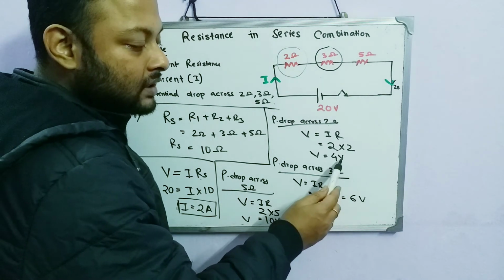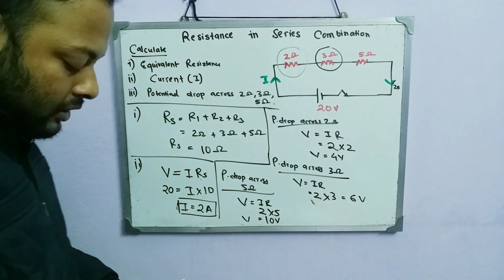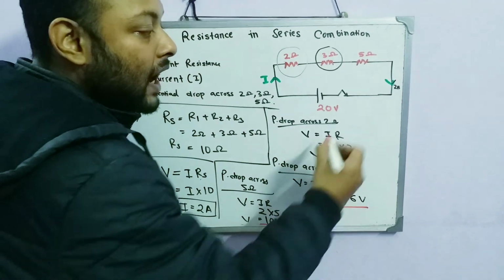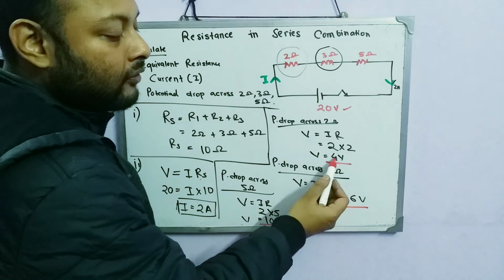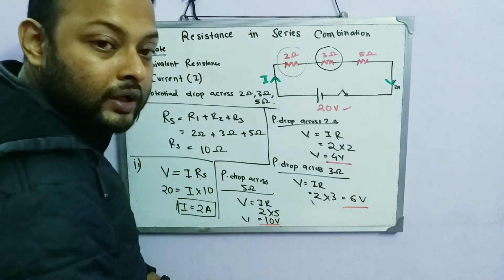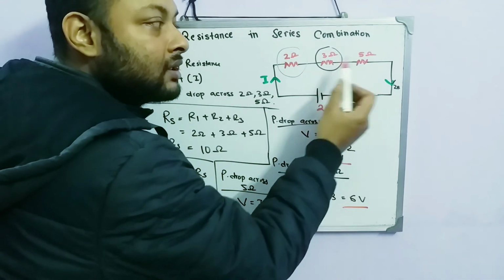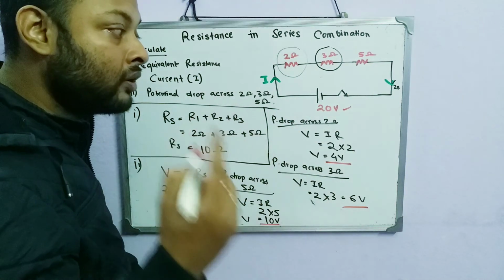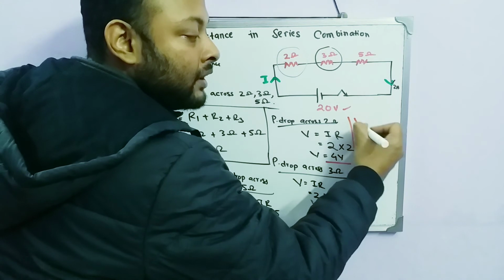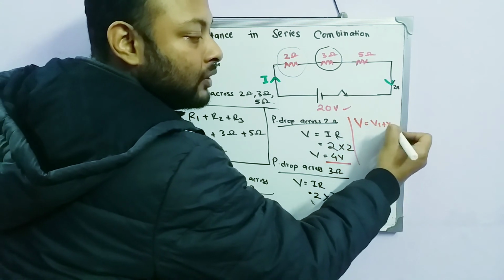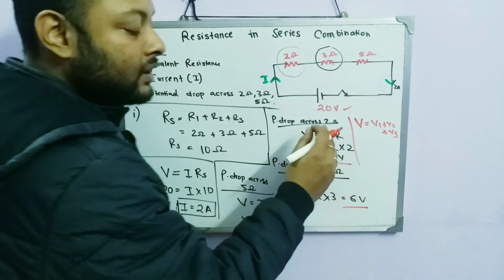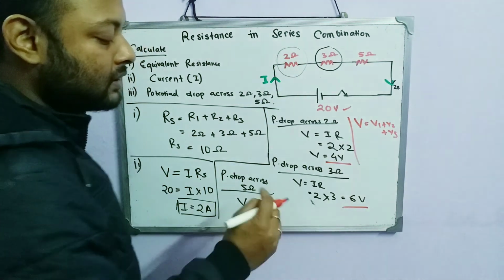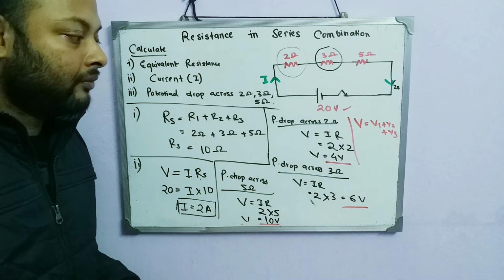Now if I add these three values, this one and this one and this one, I should get 20 volt. Am I getting? 4 plus 6, 10, 10 plus 10, 20. So potential drop across these three should be equal to 20 volt, which I told you in the first also, that my net potential is equal to V1 plus V2 plus V3. So you can see this 20 volt is equal to 4 volt plus 6 volt plus 10 volt.